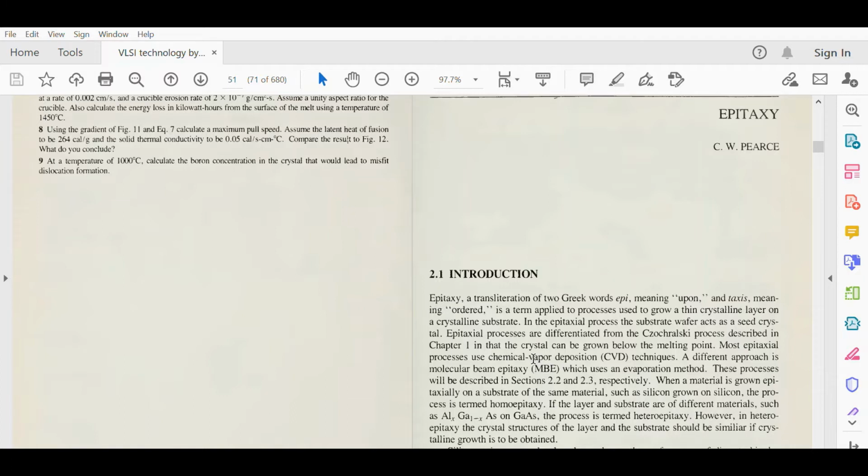And our today's topic of discussion is epitaxy and epitaxial growth. Epitaxy, a transliteration of two Greek words, epi meaning upon and taxis meaning ordered, is a term applied to processes used to grow a thin crystalline layer on a crystalline substrate.